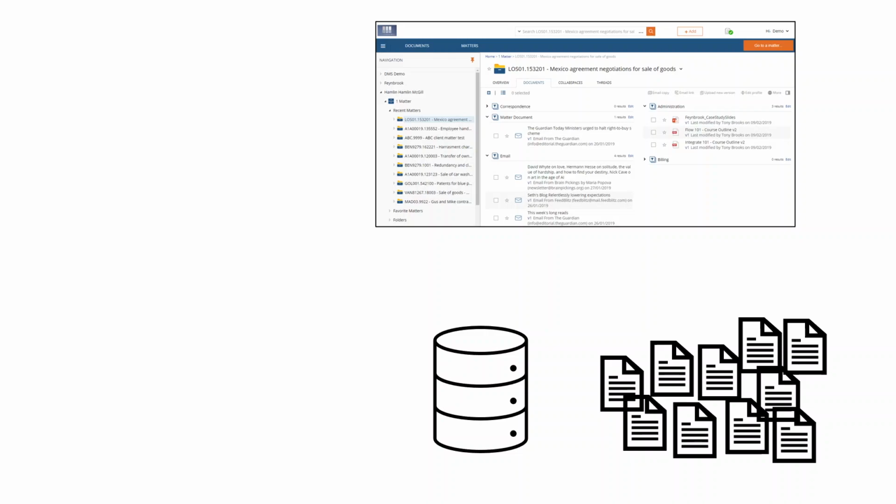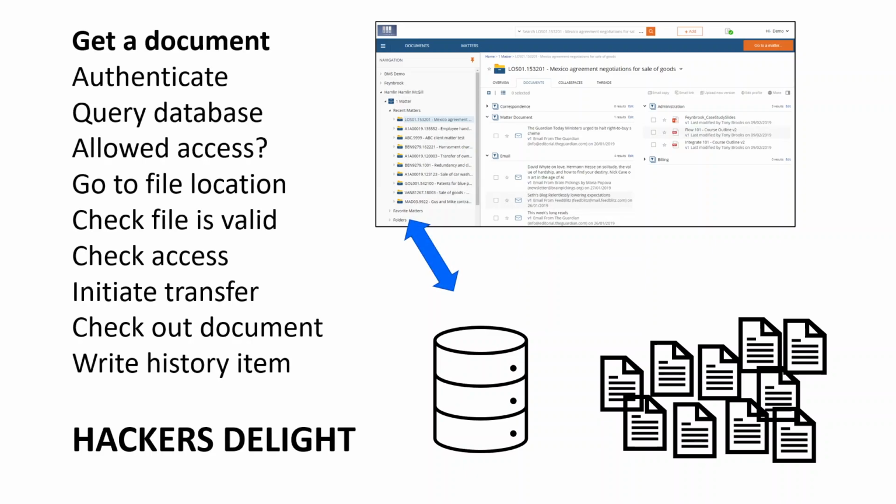If I wanted to open a document, this is what would have to happen. It would have to query the database to make sure I'm authenticated. It would have to check, am I allowed access to that document? If so, go to the file location, check the file is valid, initiate the transfer of the document, check out the document, write a history item, etc. All of these different actions need to be written inside that web application, which, apart from being a lot of code to manage, it is also a hacker's delight.